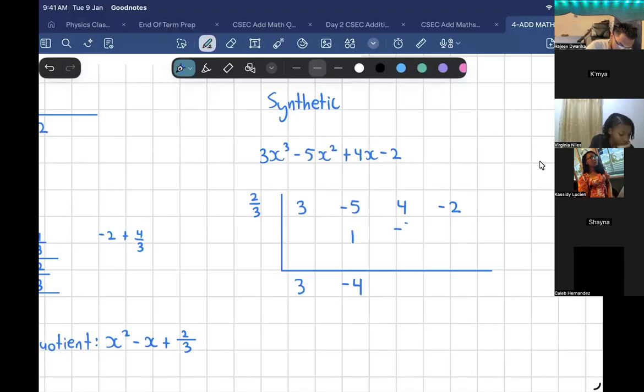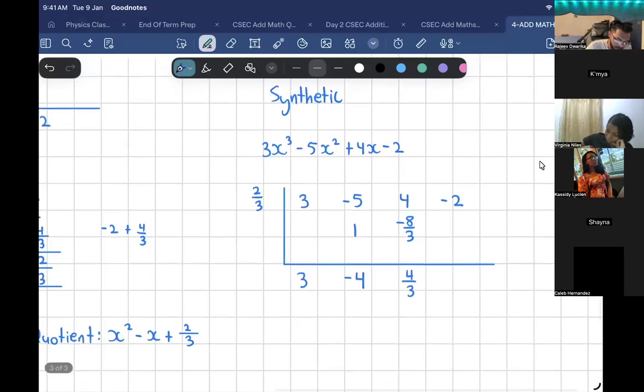And I suppose you add again. That would be 12 over 3, so you're gonna put 4 over 3. Then you repeat the process again, so you multiply 2/3 by 4 over 3. You get 8 over 9. And then you add that and you put that down.